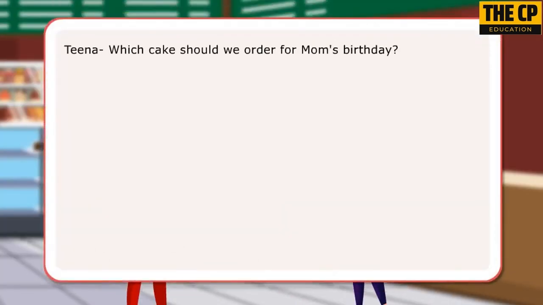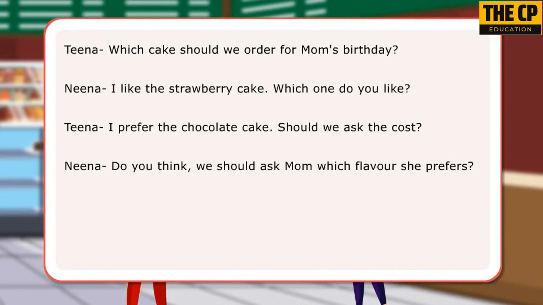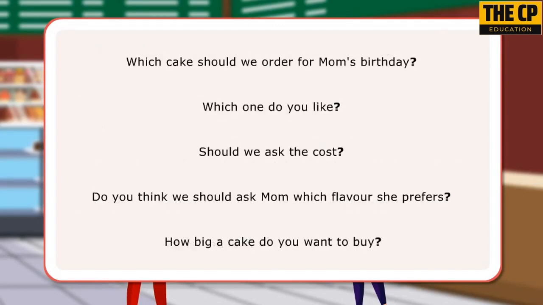In the dialogues, the girls have used sentences which ask questions and end in a question mark. Here are some examples of sentences with question marks.